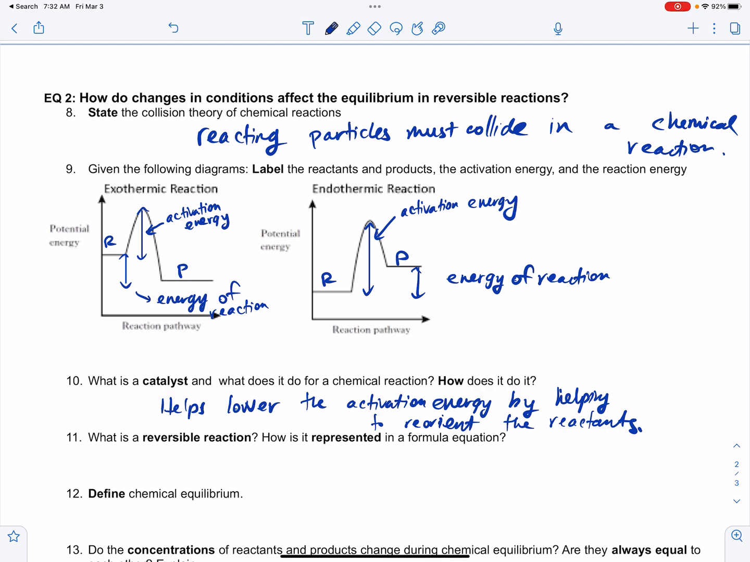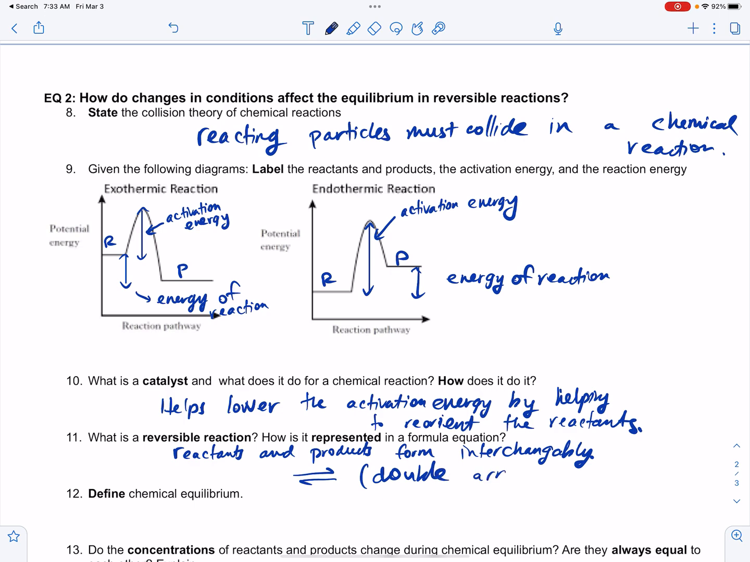What is a reversible reaction? How is it represented in the formula equation? A reversible reaction is a reaction in which reactants and products form interchangeably. It is represented by this, a double arrow. Okay.